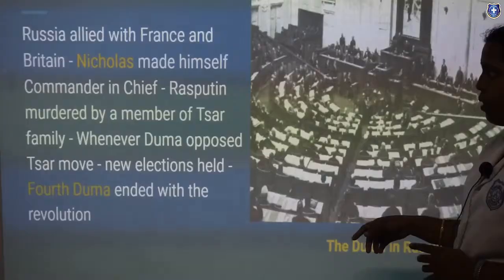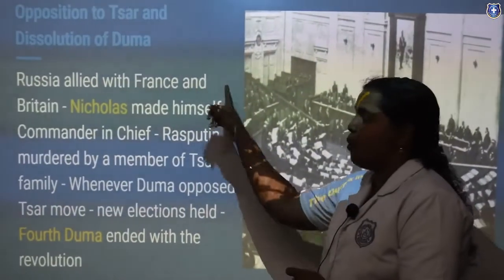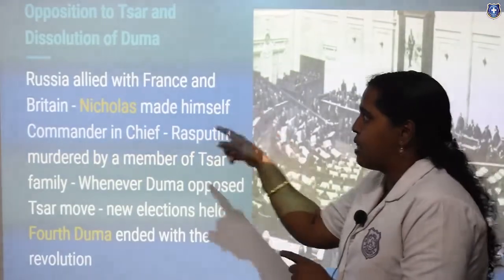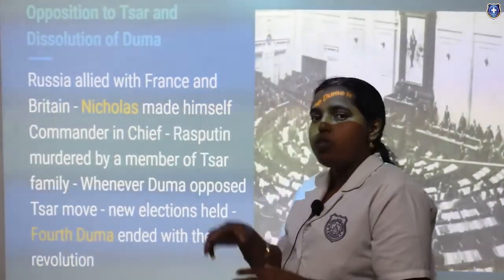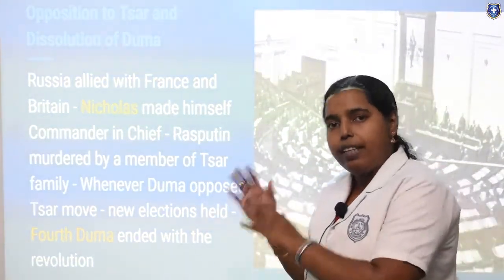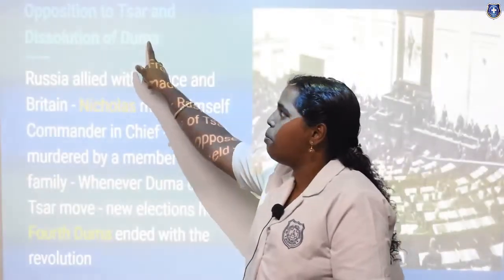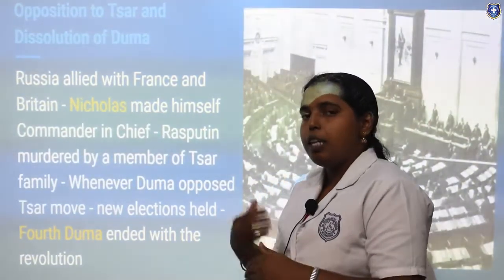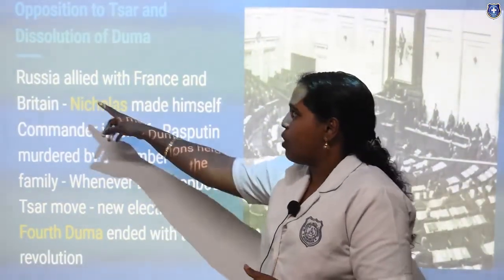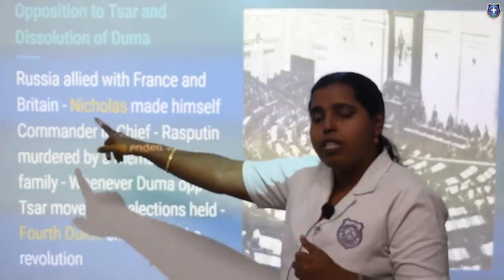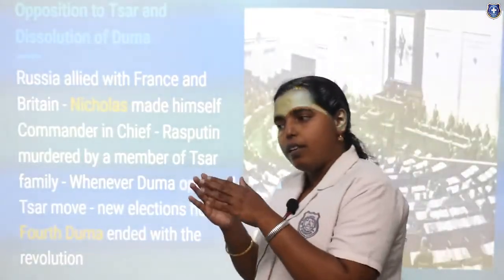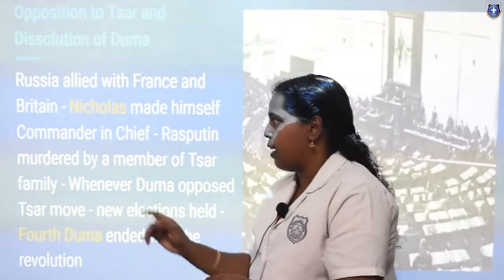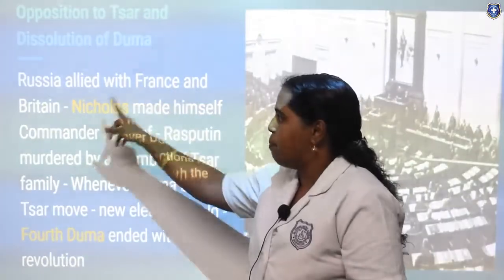So the next thing, opposition to Tsar and dissolution of Duma. I said the parliament created under the leadership of the Tsar was called the Duma. This Duma was not so efficient, so often it was dissolved. That means they kept changing the leaders and kept having elections. Russia allied with France and Britain. This we saw in the initial part of the lesson, who are the central powers and who are the allies. So Russia allied with France and Britain.